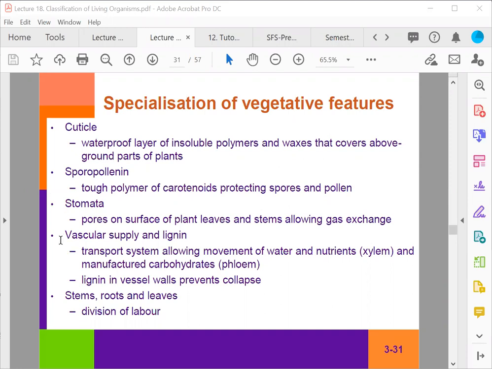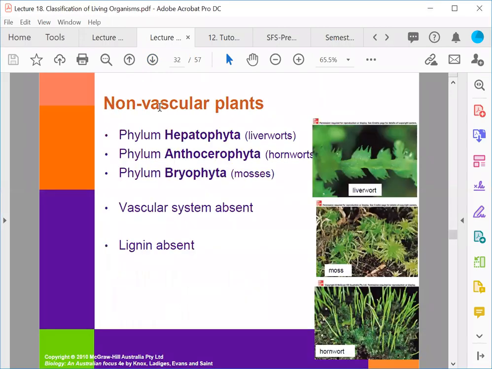Okay, vascular supply and lignin. So land plants, of course, needed to develop some internal transport system to enable the movement of water and nutrients, that is through the xylem of the vascular system, and the movement of manufactured carbohydrates through this part of the vascular system, the phloem. And then, of course, the division of labour came about when land plants developed stems, roots and leaves. All right, so let's just look at the major groups very briefly.